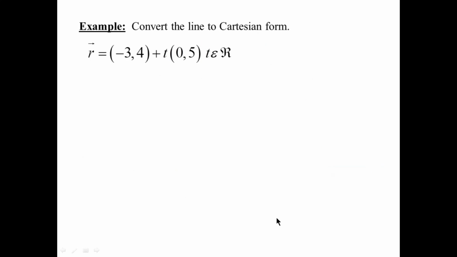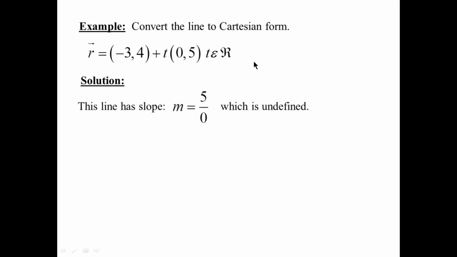Convert the line to Cartesian form. Okay, let's do this again. Solution, let's find the slope here. Now denominator first means the slope must be something over 0, 5 over 0. The line has slope 5 over 0, but this is undefined because we can't have a 0 denominator.